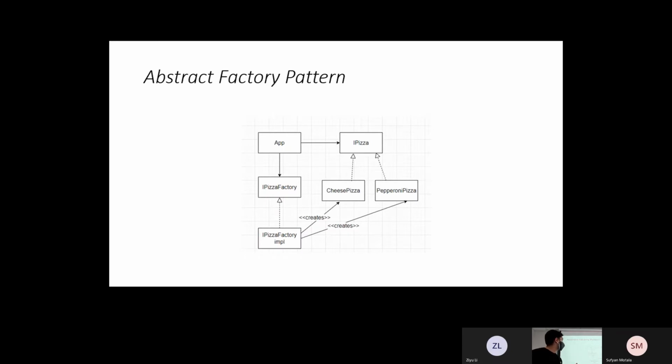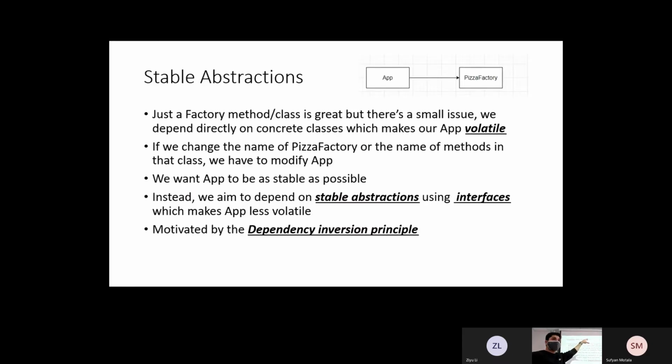So this is where the abstract factory pattern comes in. You can imagine what we had so far was app and pizza factory, at the top there. Now let's grab that.